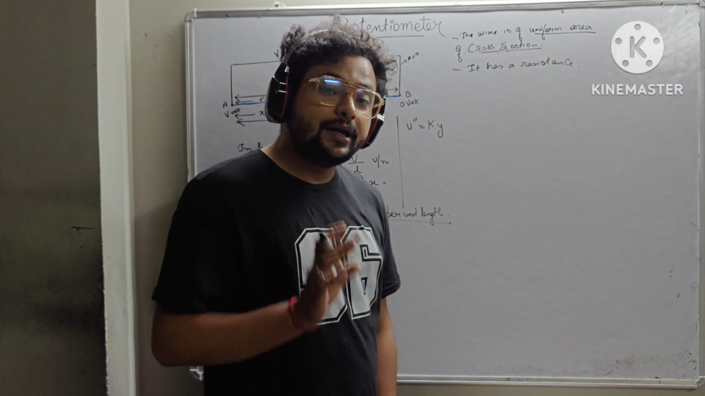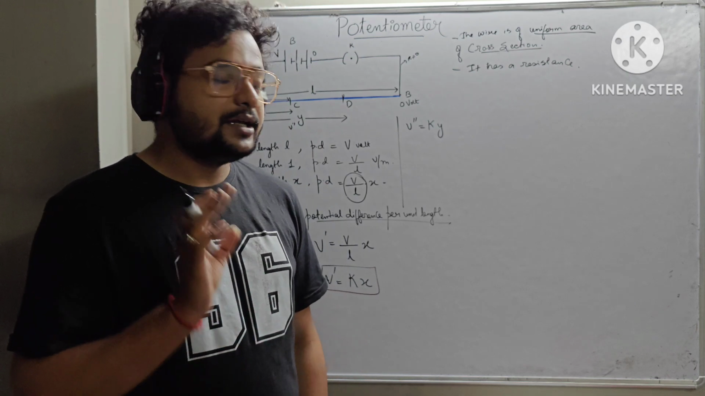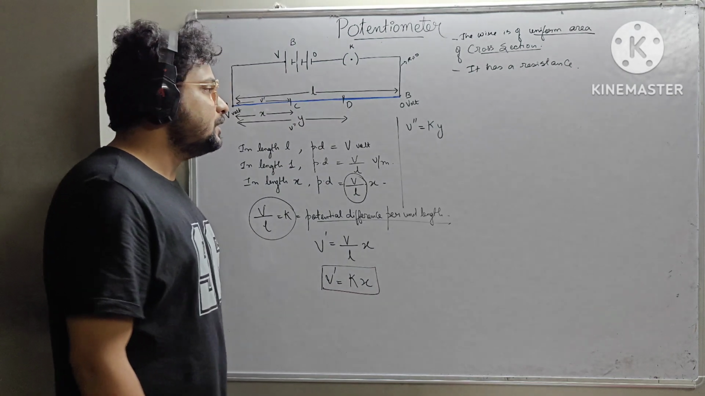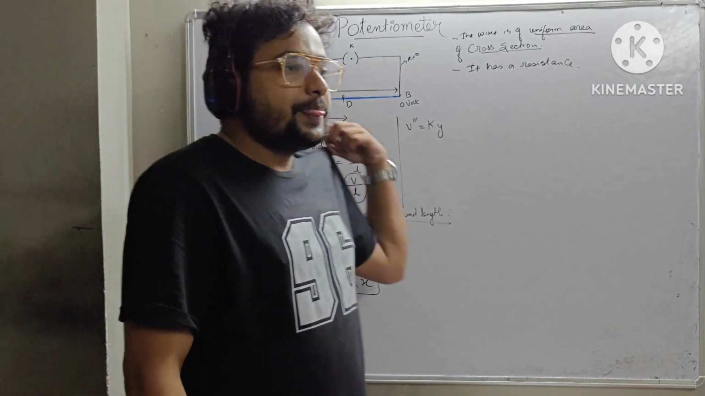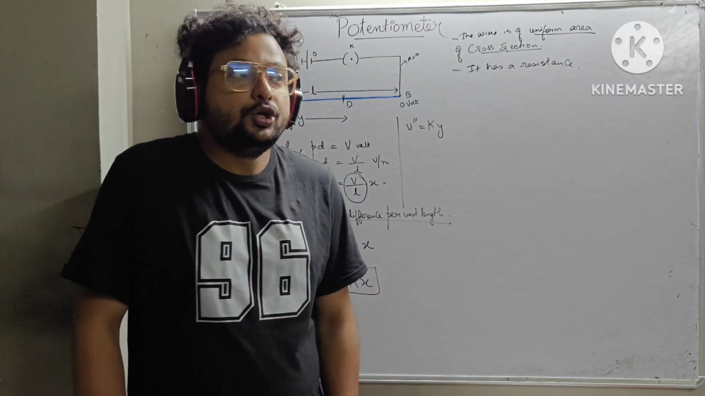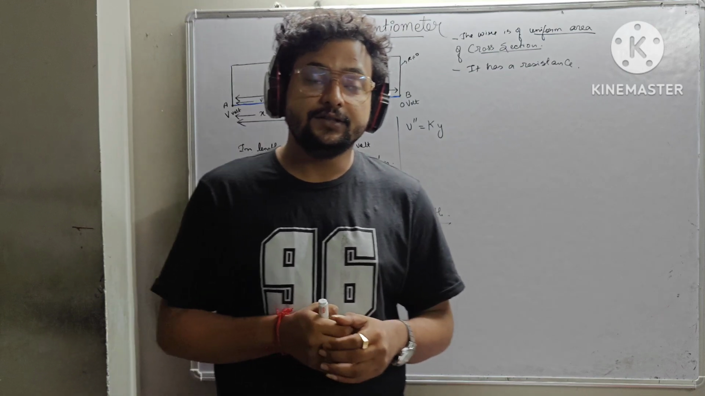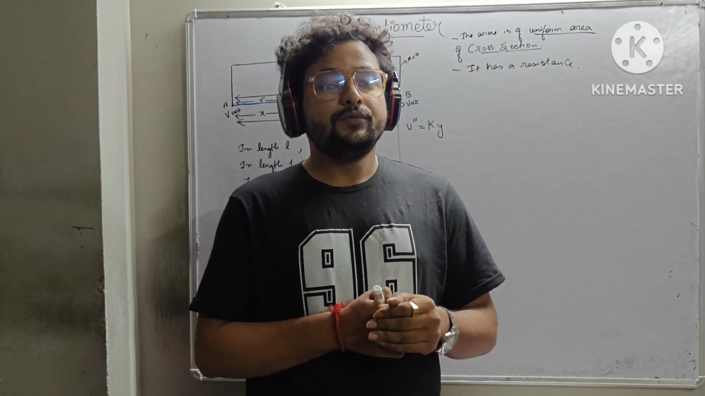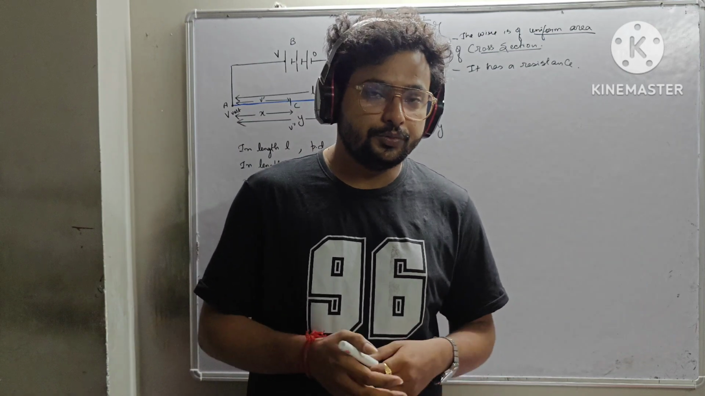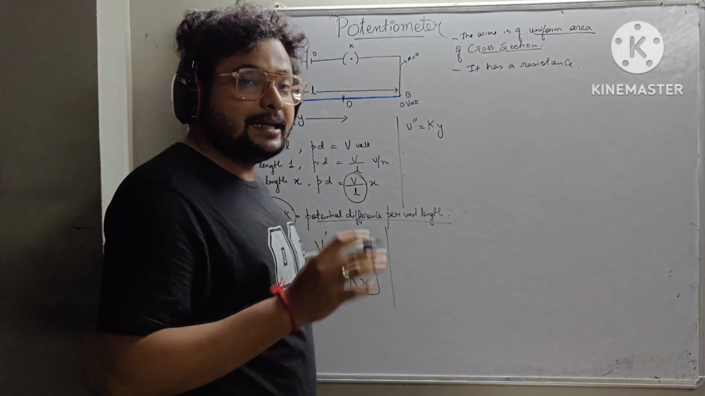That is how you can find out the potential difference between 2 points in an electric circuit. Now see students, the length of the potentiometer is very large. For certain experiments, we have to use a very long potentiometer. Now suppose the length of this particular wire is L centimeter.